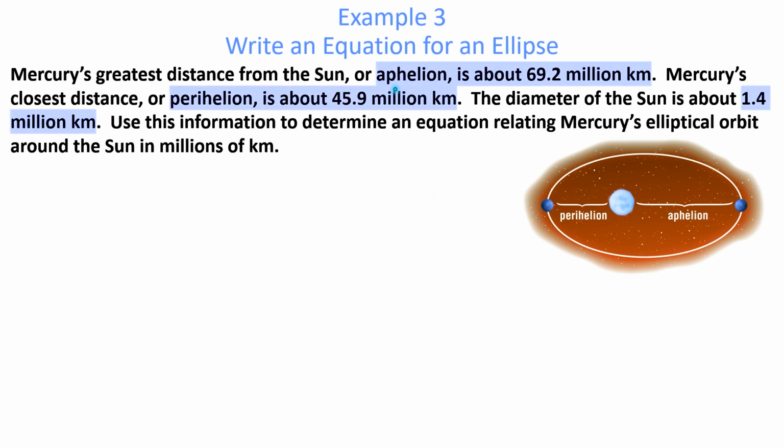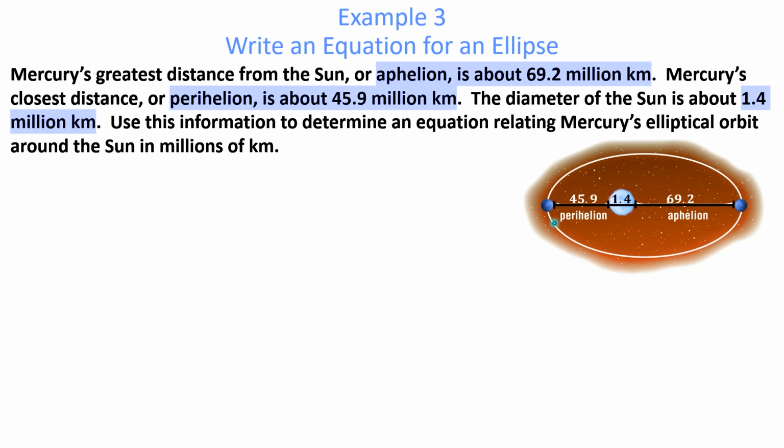Now, before we begin to answer this question, we'll highlight some key information. So we can see that the aphelion is 69.2 million kilometers, so I'll put in our values there. We know that the perihelion is about 45.9 million kilometers, so we'll put that in our diagram here. And we know that the diameter of the Sun is 1.4 million kilometers from the question, and we can put that into our diagram as well.